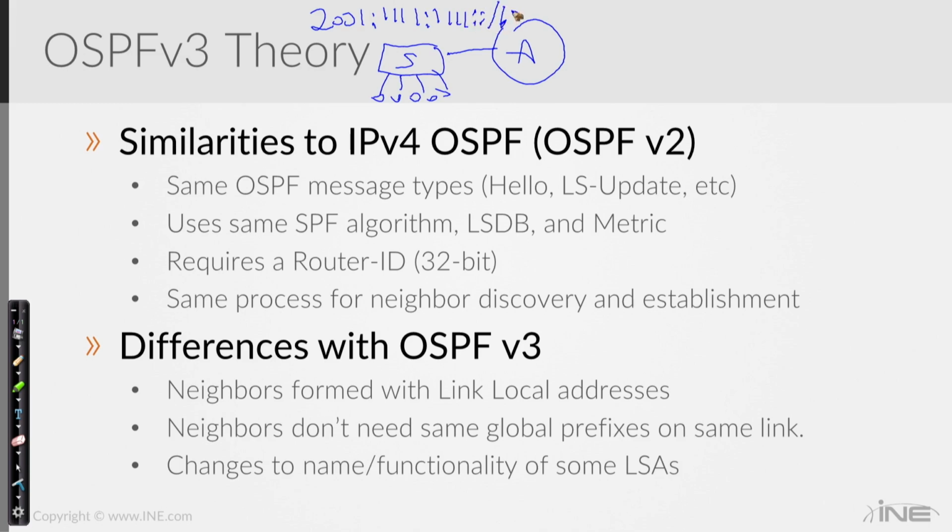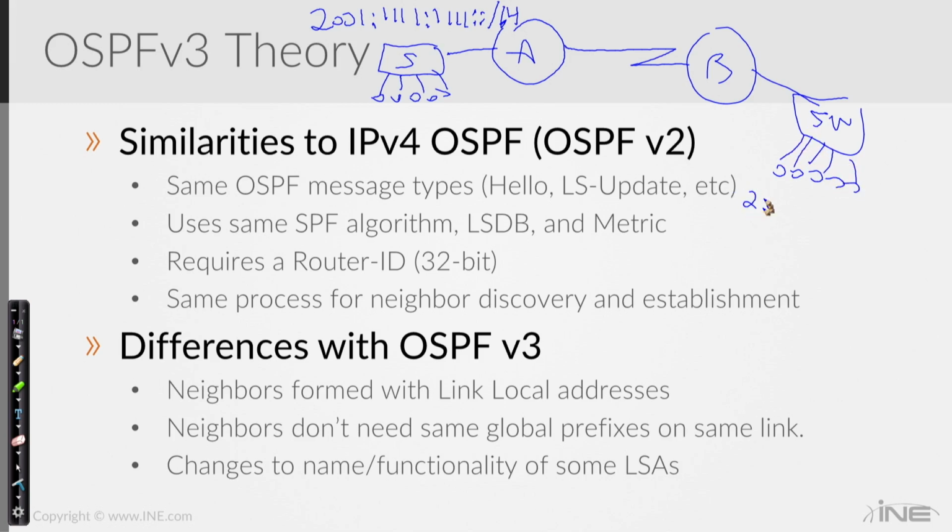IPv6 takes so long to write. And then here we have A connecting to B. And we might have another switch right here with some additional clients connected to that. And so we're going to need a global prefix for these guys down here. But what's really neat about EIGRP and OSPF for IPv6 is that while our clients need a global IPv6 prefix, especially if they're going to be connecting to anything outside of their own network, we actually don't need any kind of global prefix right here.